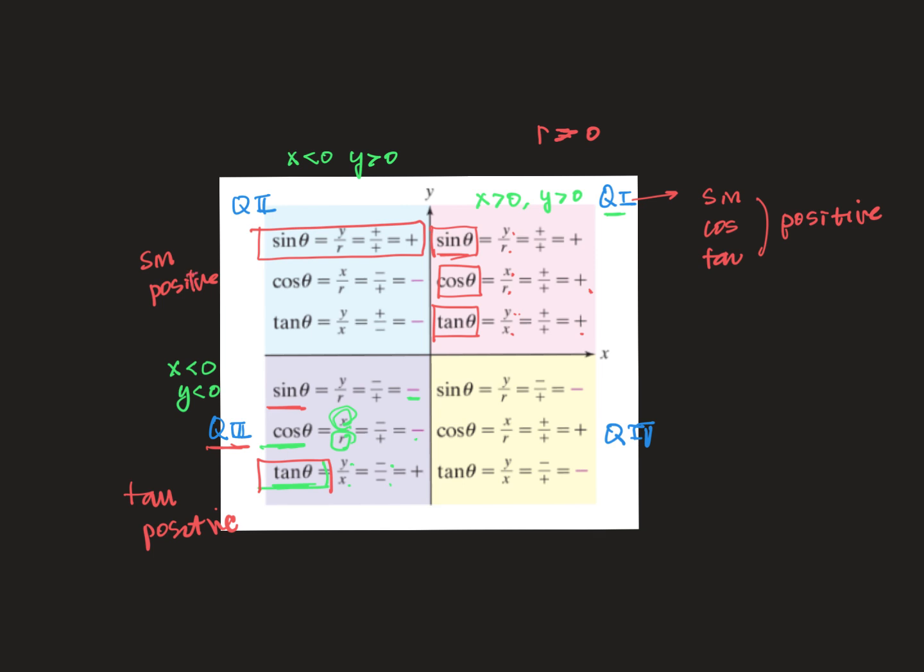Quadrant 4, here x is positive, y is negative. So here you're only going to see cosine is positive.